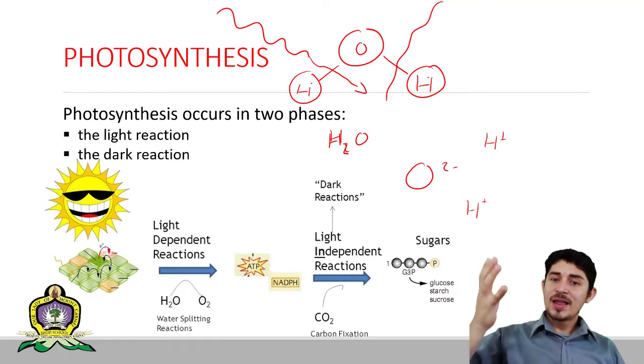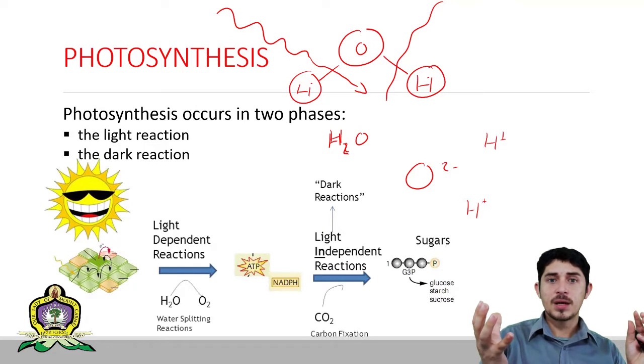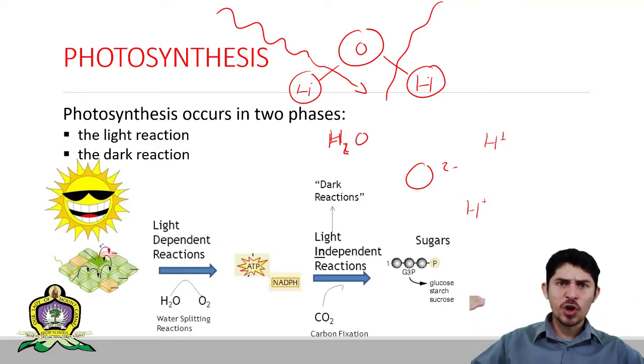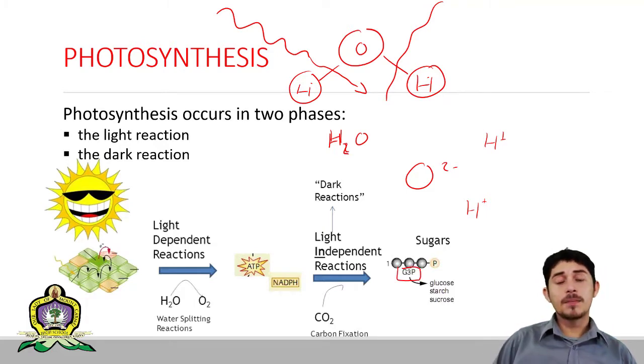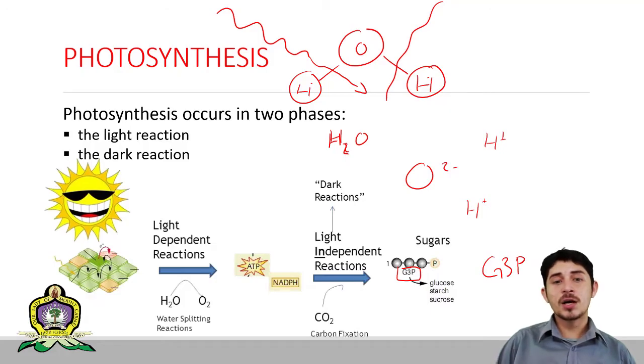We have that oxygen, those hydrogen, and the carbon dioxide coming in from the atmosphere being joined together, and they form a substance known as, it's a 3-carbon molecule that we refer to as G3P. I'm not gonna go into the specifics, and that's what happens in the dark reaction.